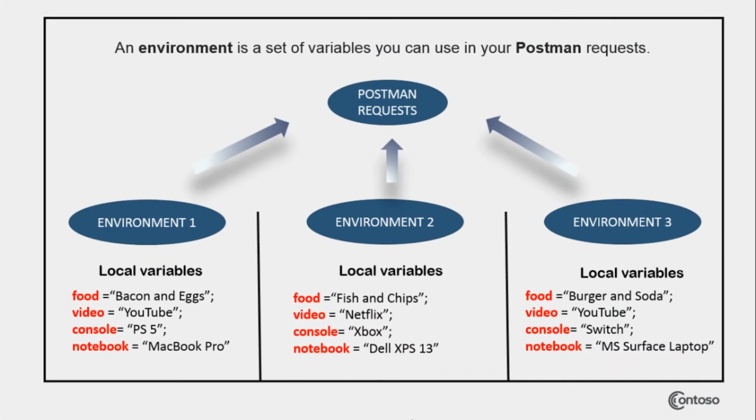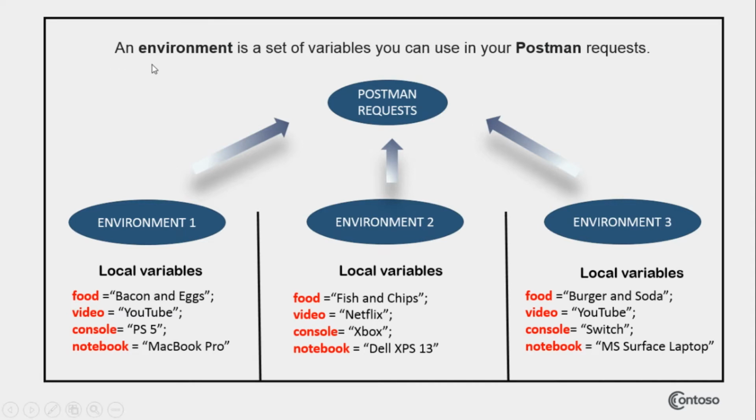And these variables are repeated in the other environments that you have here, environment 2 and environment 3. But the values of these variables are different. You can see here that you have food, bacon and eggs, and you have video on environment 2, Netflix, and you have console, for example, in environment 3, Switch. All the variables are different because each variable belongs to that specific environment, right? If you want the flexibility to use the same variable with one or more environments with the same value, you have to use global variables for doing that.